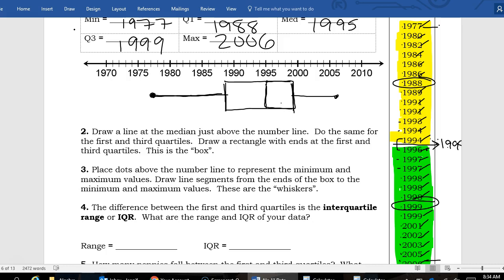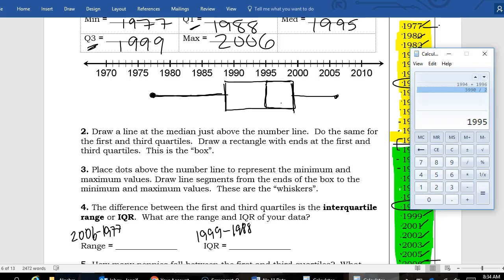Question 4, we already know how to get the range. That would be the maximum value minus the minimum value. But now we're going to look at the interquartile range, which is abbreviated IQR. That would be subtracting my quartile values. So my range is going to be 2006 minus 1977. And my IQR will be 1999, that's my third quartile value, minus 1988, that is my first quartile value.